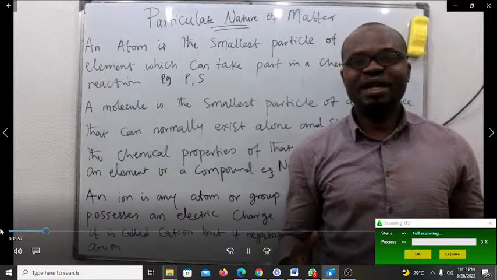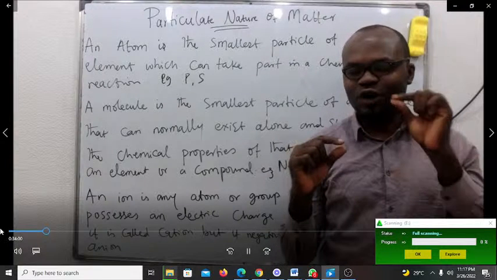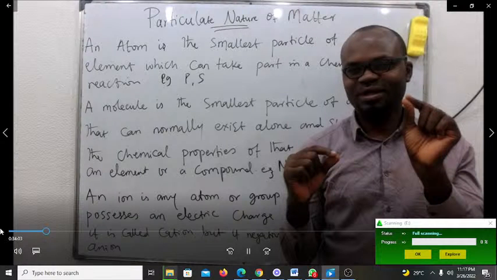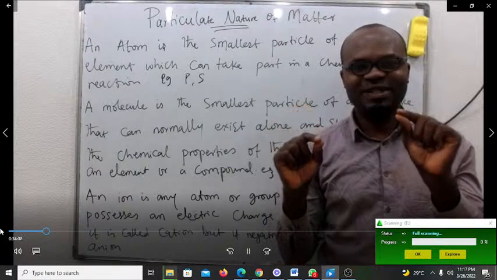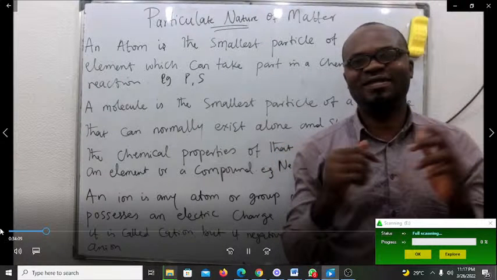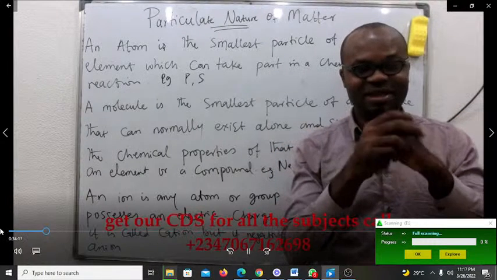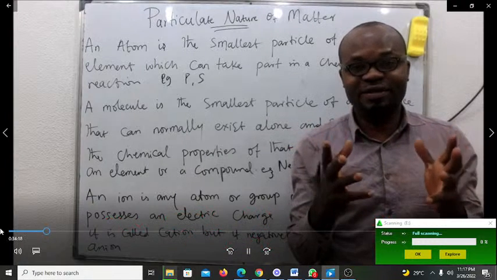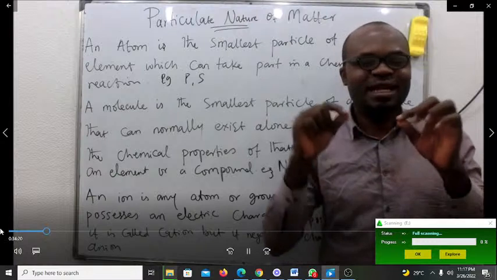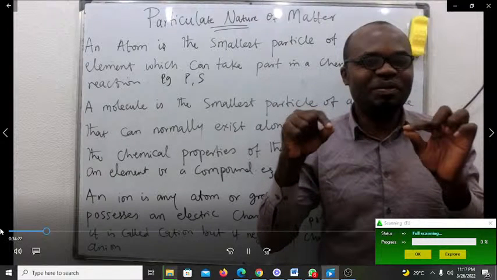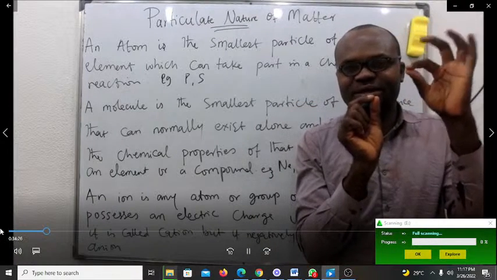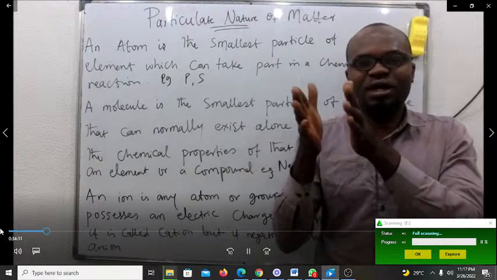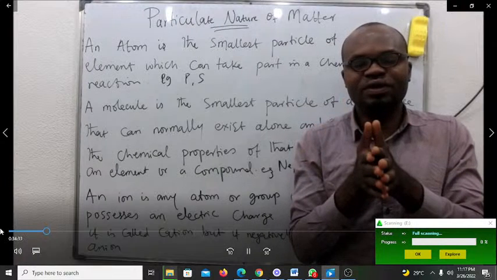Matter is made up of discrete or small particles, which can either be atoms, molecules, or ions. So matter, like me, you, the drugs we take, the food, anything around us that has mass and weight, is actually made up of discrete or small particles. And these particles can be atoms, molecules, or ions.